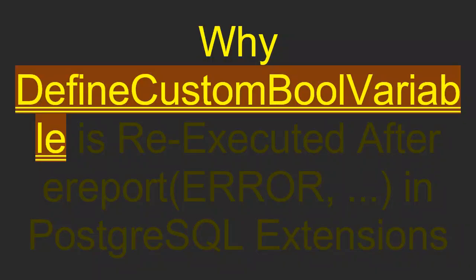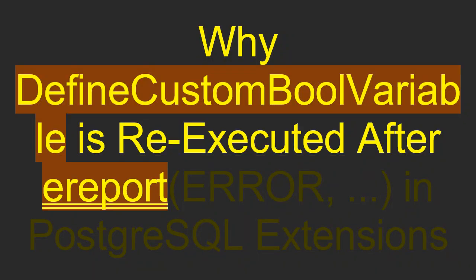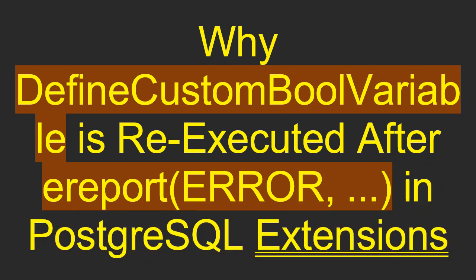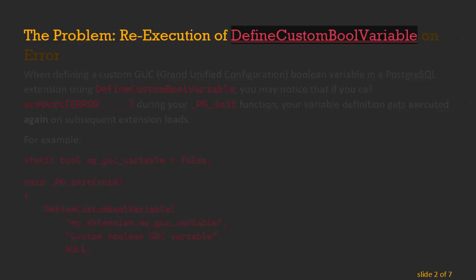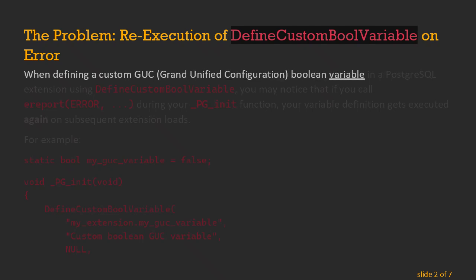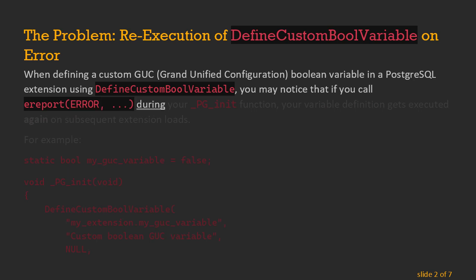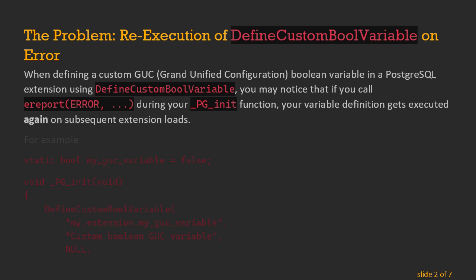Why DefineCustomBoolVariable is re-executed after ereport error in PostgreSQL extensions. The problem: re-execution of DefineCustomBoolVariable on error. When defining a custom GUC, Grand Unified Configuration, Boolean variable in a PostgreSQL extension using DefineCustomBoolVariable, you may notice that if you call ereport error during your _pg_init function, your variable definition gets executed again on subsequent extension loads.